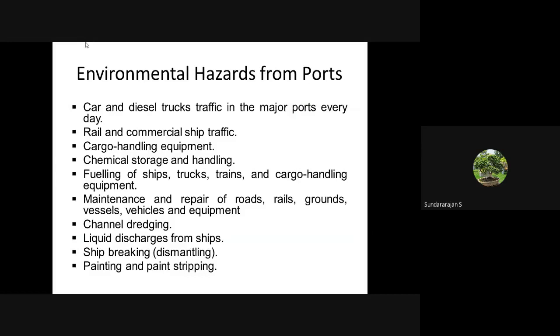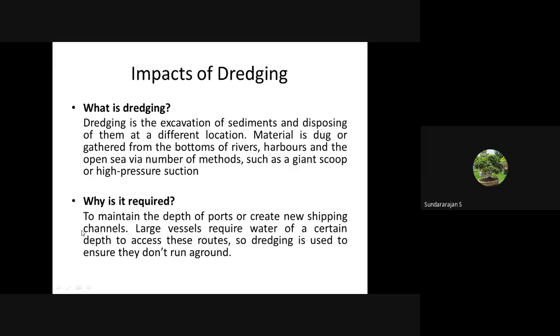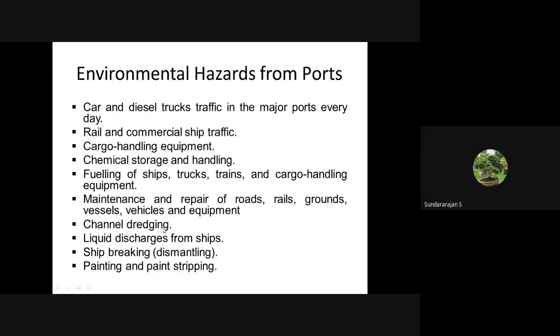This is the traffic. Another is cargo handling, vendors, chemical storage, all these occur in coastal areas, along with fueling of trucks, trains, and freshwater, and repair of roads and rail. Then channel dredging, one of the important things to develop the port. And liquid discharge from ships is also important.